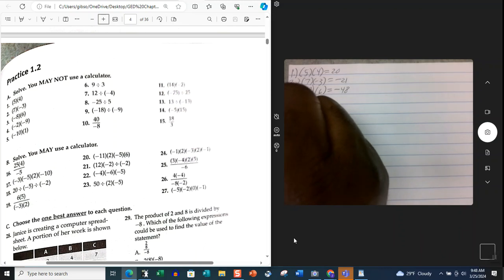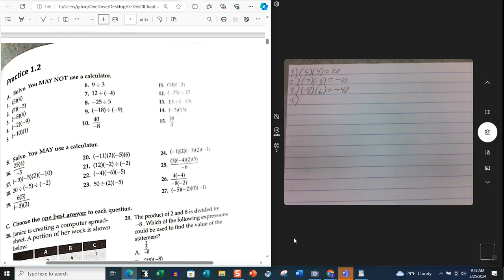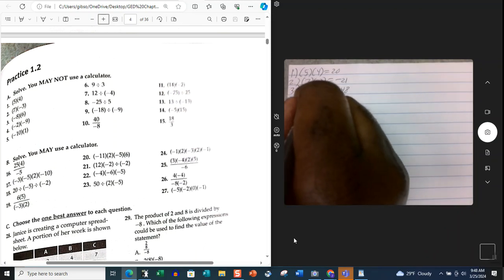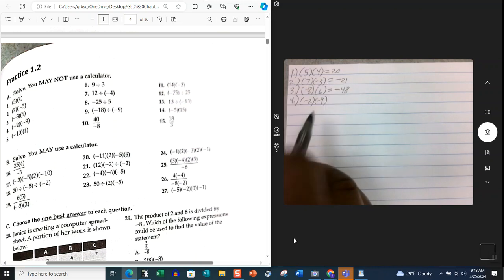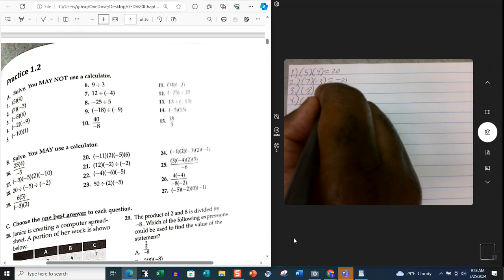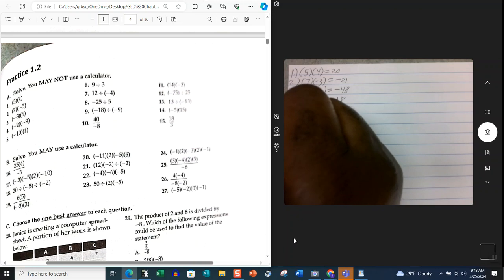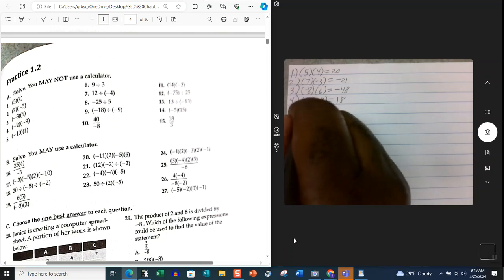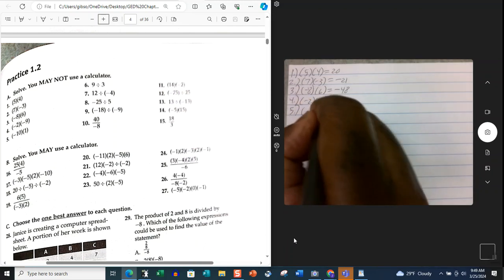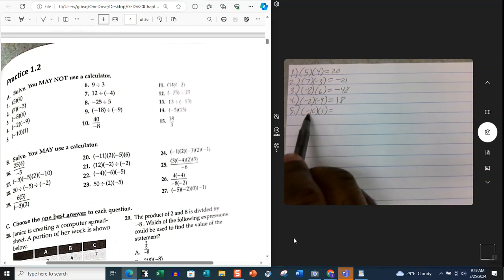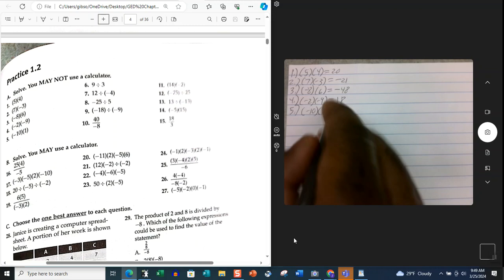Number 4, we have negative 2 times negative 9. We count the negative signs. It's 2 of them. So we know our answer is going to be positive, and it'll be positive 18. Okay, number 5, we have negative 10 times positive 1. We have one negative sign here, and so our answer is going to be negative, and 10 times 1 is 10.